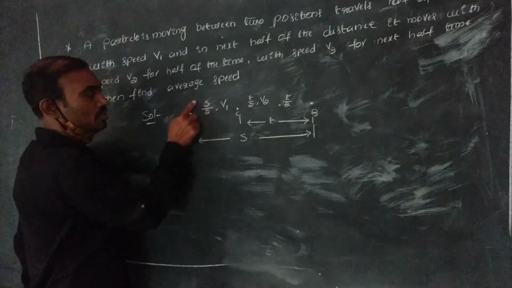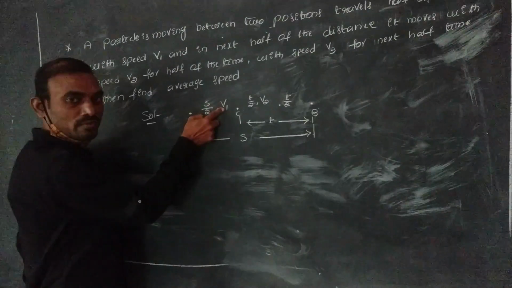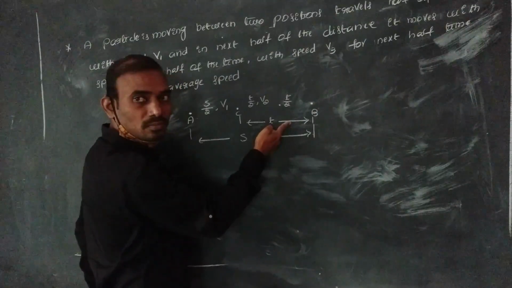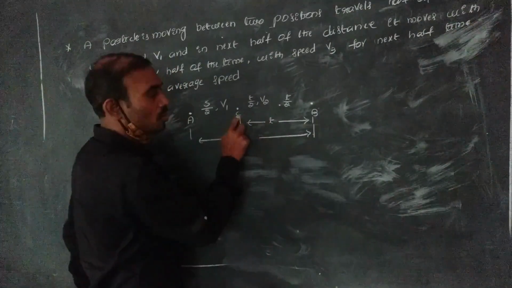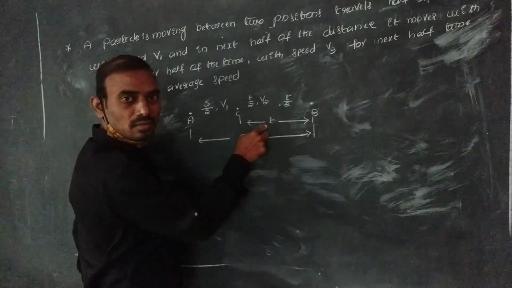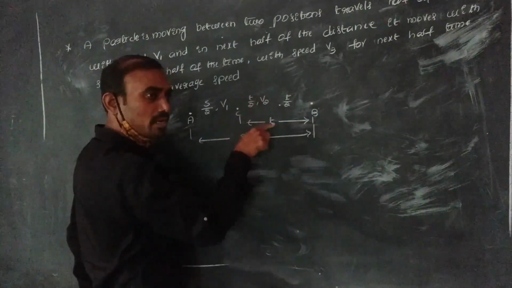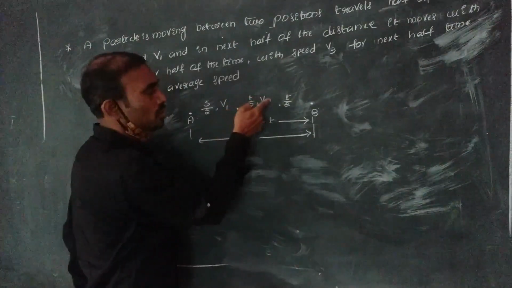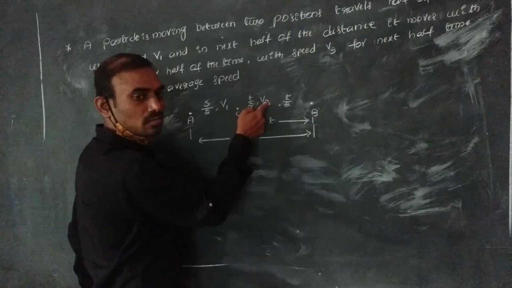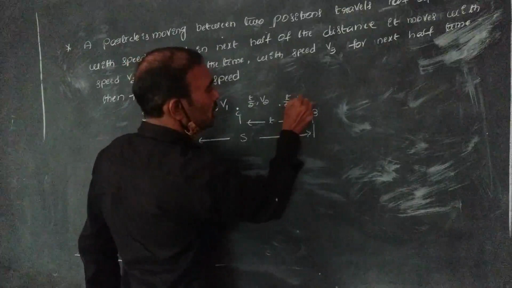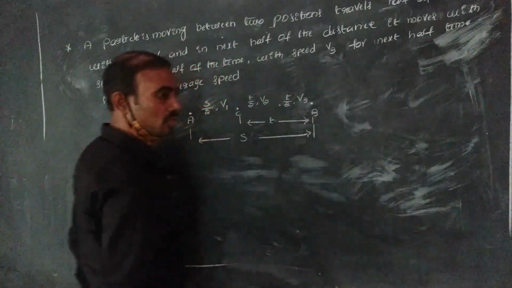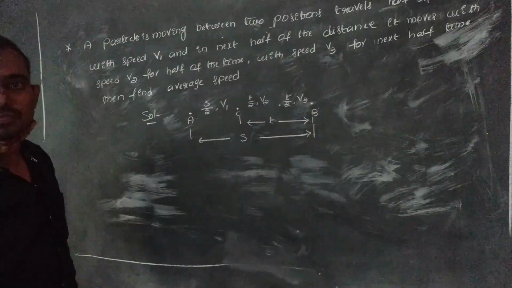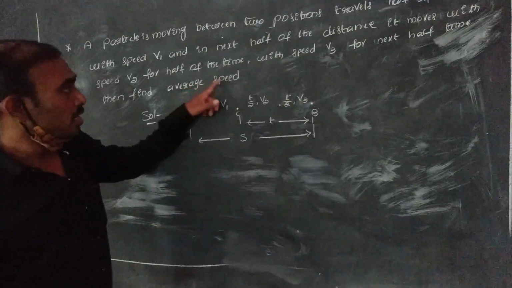In the first half of the distance S by 2, it moves with speed v1. To cover the next half of the distance, t is the total time taken. In the total time taken, half time period means t by 2, moves with speed v2. The remaining half time period moves with speed v3. Okay? So we need the average speed.